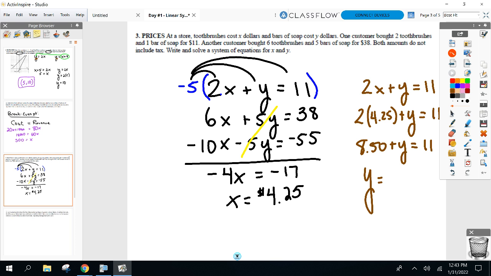And how much for a bar of soap? Thank you. It's not 2.5. We got money here. I'm not going to accept 2.5, and you're better than that. How much do I owe you? $2.50.